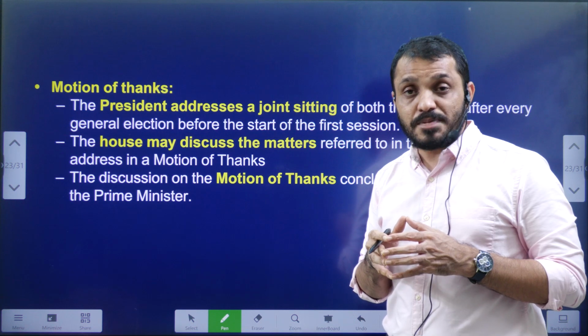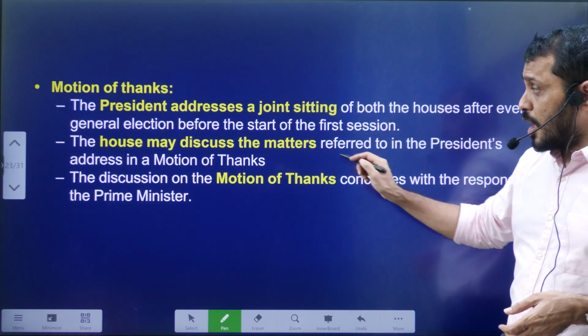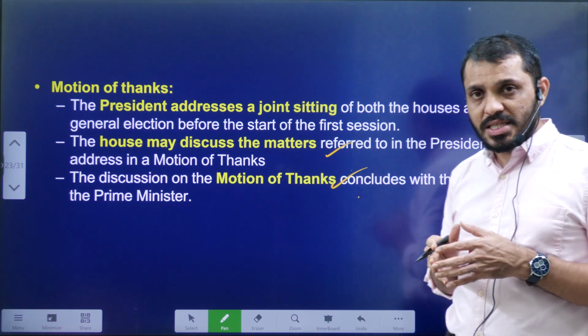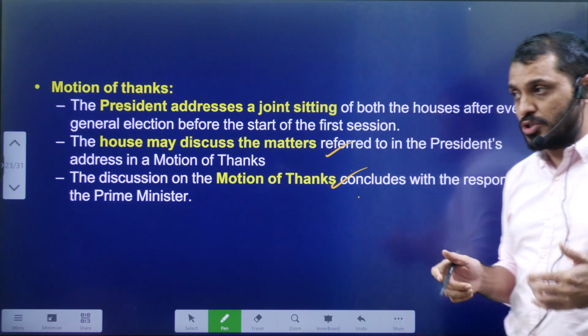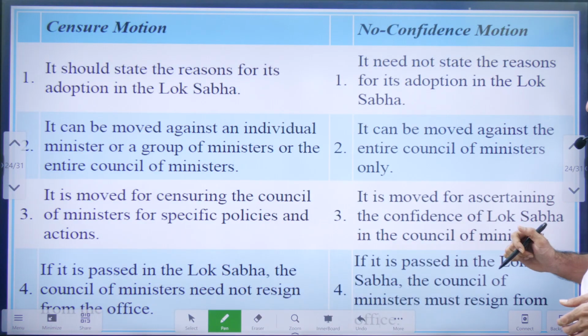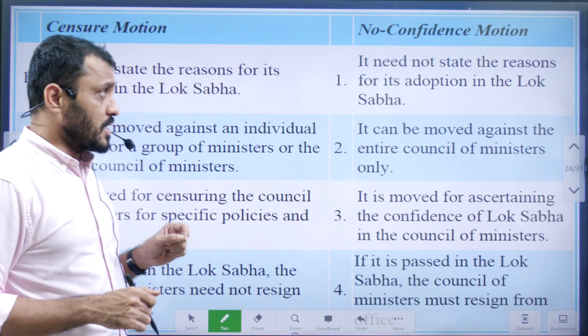jointly. Once the President's address is done, in return the house will discuss whatever contents are present in the President's address, and the house will pass that motion, which is known as motion of thanks. If the motion of thanks is not passed also, the government has to resign.